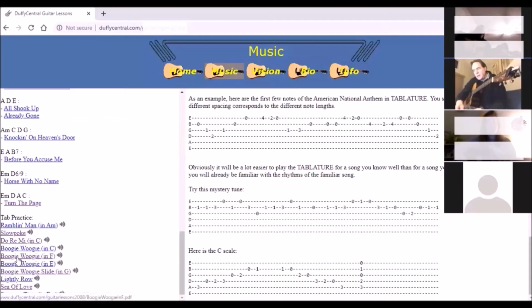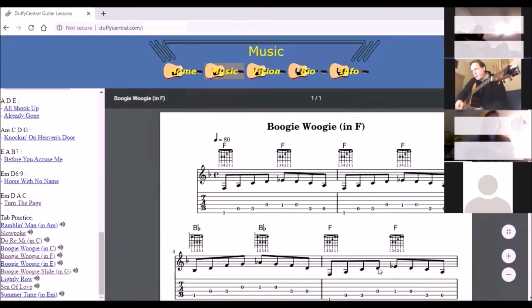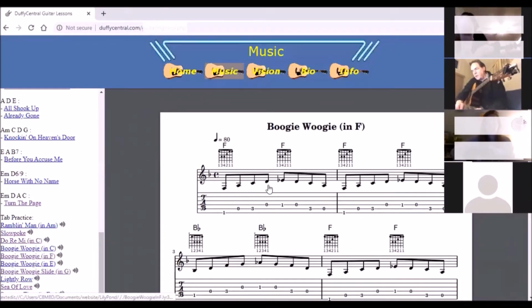To get us to play the Boogie Woogie in F. And this is where I mentioned how I like to include standard music. We have the tablature at the bottom of each line. It shows us how to play the tabs. But it also is lined up with standard music, so if you have extra time, you can analyze what the standard music would look like.